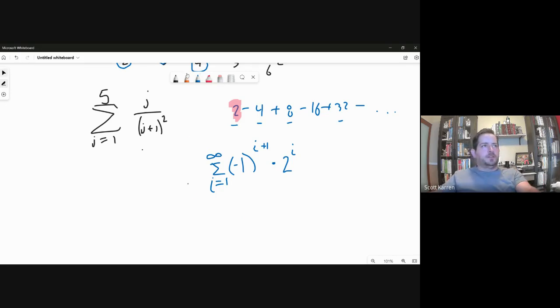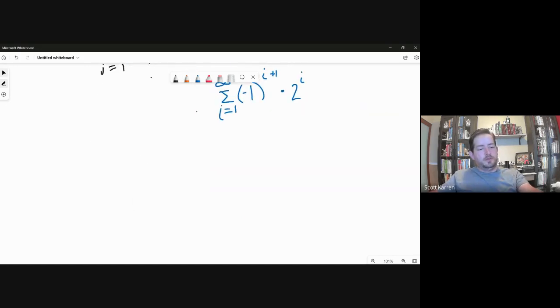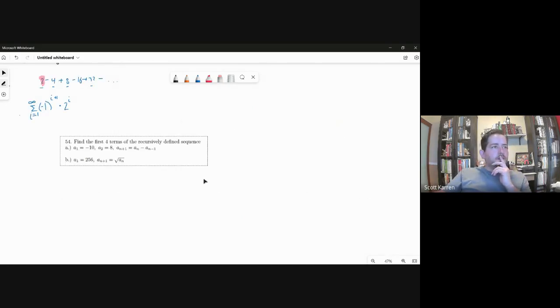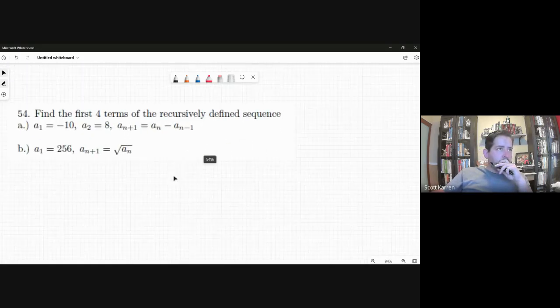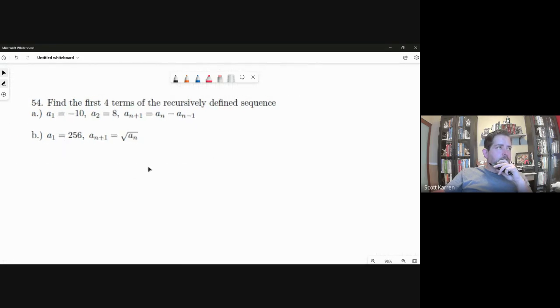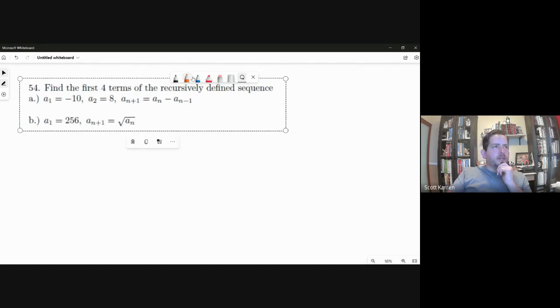And let's look at the very last problem on that review, which is 55. All right, and they give us this. Find the first 4 terms of the recursively defined sequence. So let's do A on the left. Can I steal part of this and move it? Nope. All right. We'll do A on the left.